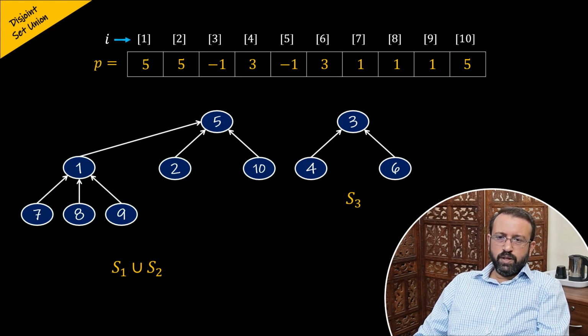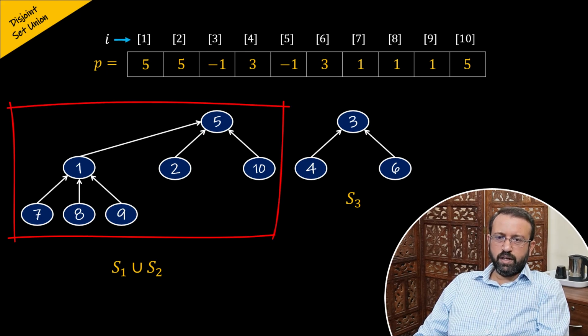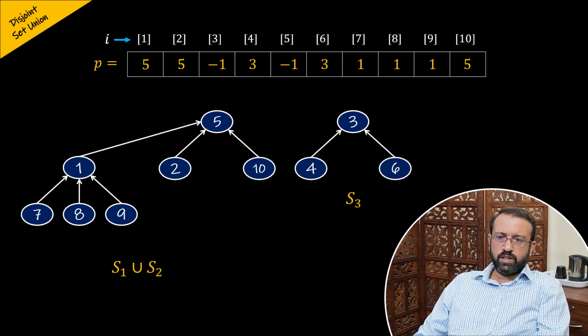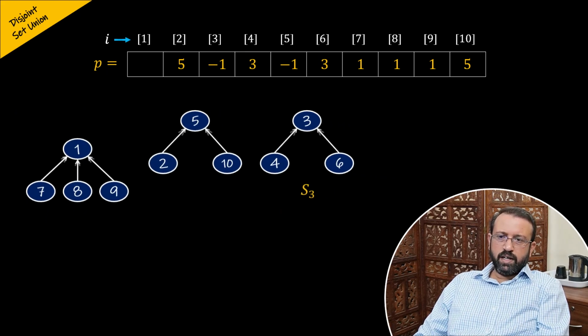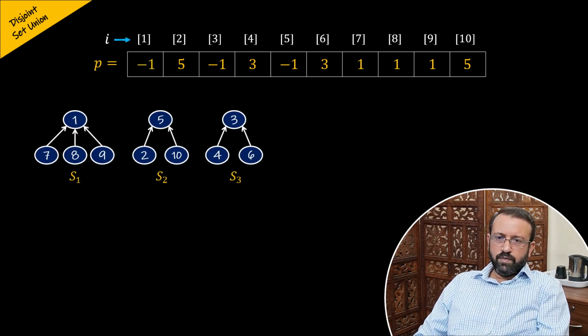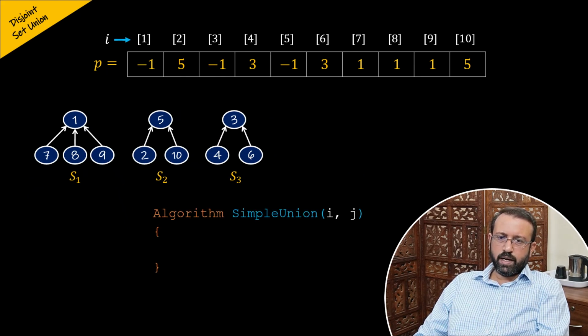Remember, once the union operation is performed on sets S1 and S2, the disjoint sets S1 and S2 don't exist individually. Instead, we have a new disjoint set S1 union S2. So this is how we can perform the disjoint set union operation on disjoint sets represented as trees. Now let us look at the union algorithm. We will call this algorithm simple union, and it takes two parameters, I and j, which represent the roots of the two disjoint trees.